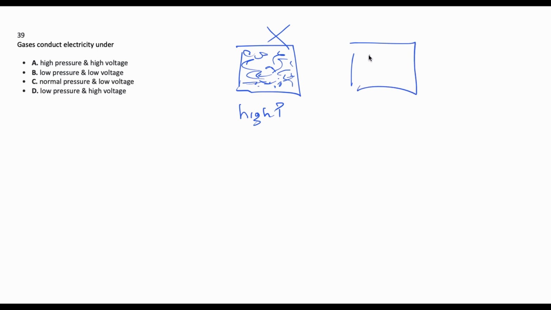However, at low pressure, what happens is that the particles of the gases are less tightly packed. So the free electrons have enough energy, space, and time to be able to accelerate across the entire gas. Now, if you apply a high voltage to this low pressure situation, you would see that the gases will start glowing, and that signifies the conduction of electricity. So gases will only conduct electricity at low pressure, however, not very low, and high voltage. So our answer here is low pressure and high voltage. That's D.